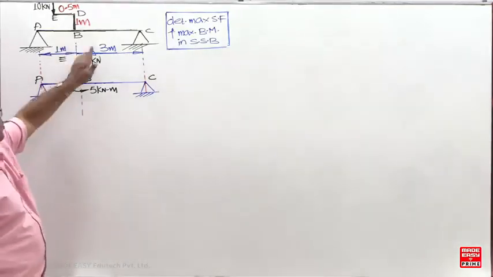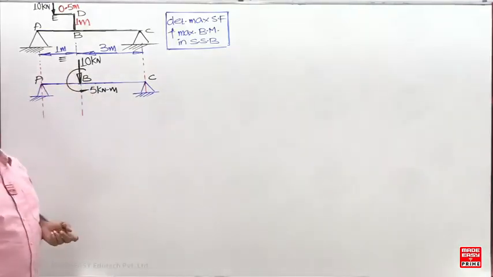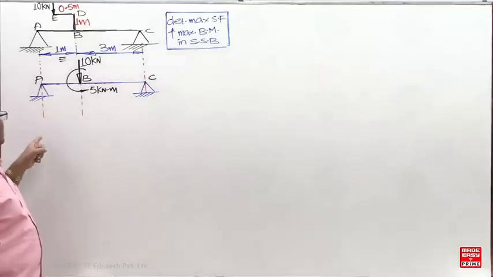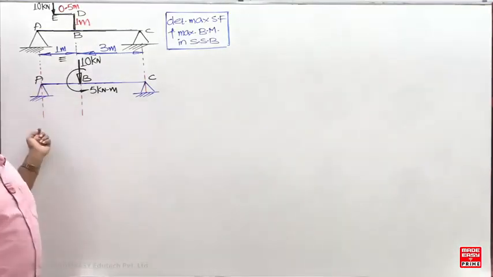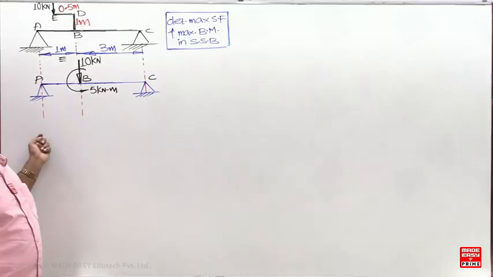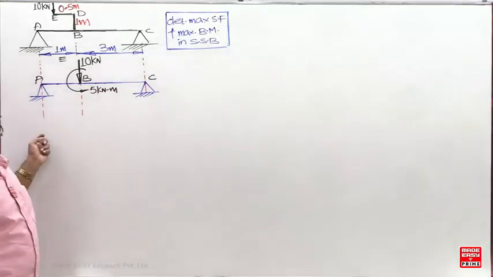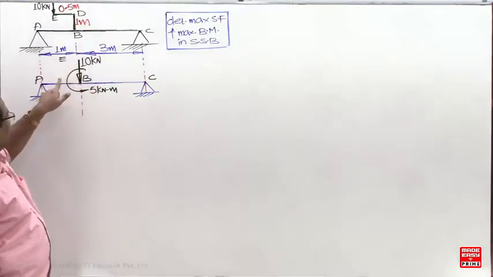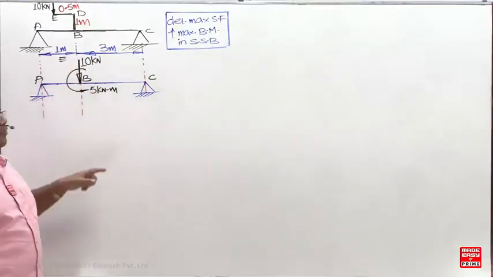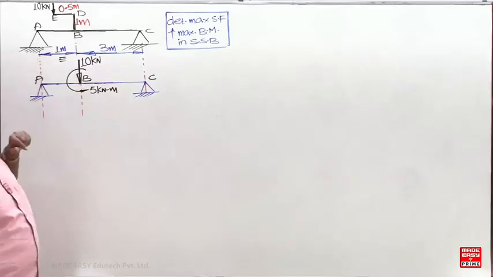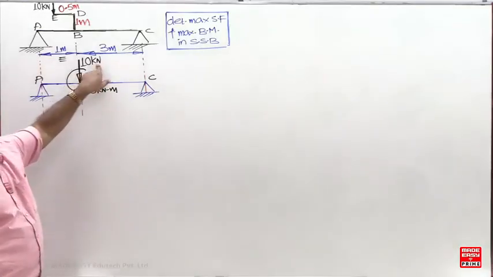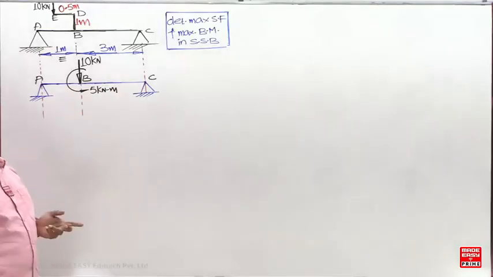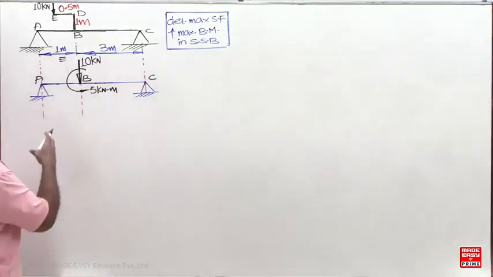Next, assume only the couple is acting. When a couple is acting, the reaction is M by L. The couple is anti-clockwise, so the reaction should be upward: 5 by 4. Here sigma V is 0 and sigma M is non-zero; the reactions are the net moment upon the span. 5 upon 4 is 1.25, and since the couple is anti-clockwise, the reaction is upward. So due to the 10 kilonewton it is 7.5, and due to the couple it is 1.25. So the total is 8.75.